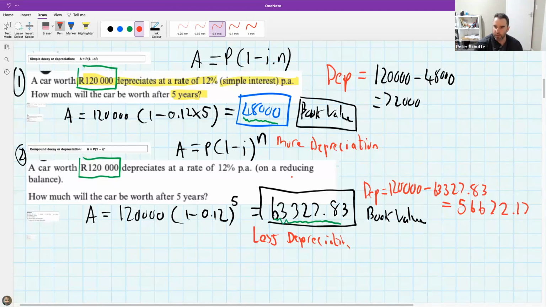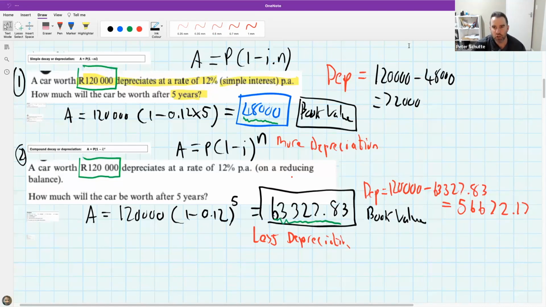56,672.17. And what you notice is that because there's been less depreciation in the second one, that's why the value of the car, the book value, is higher. Whereas in the first option, there was a lot of depreciation, 72,000. That's why the book value is worth less.